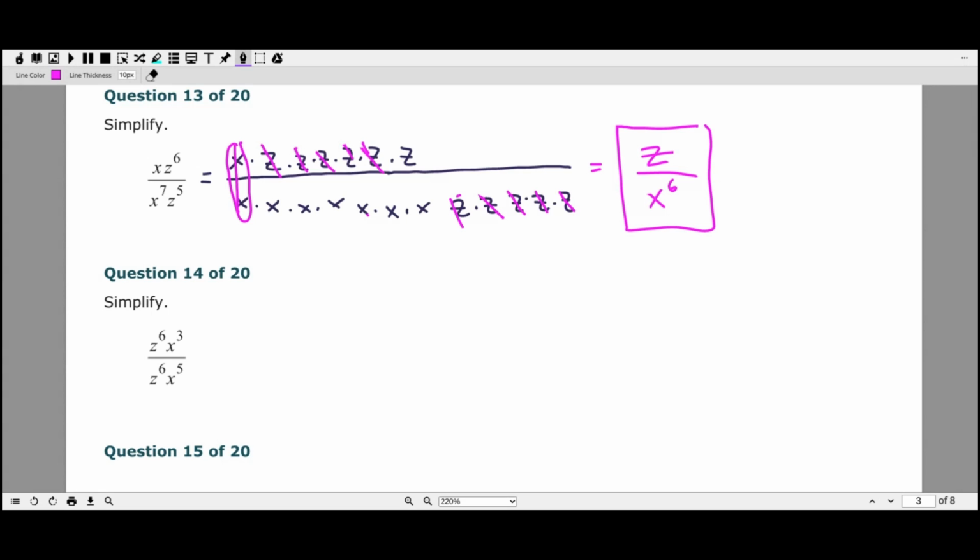Go ahead, pause the video if you don't know what's going on here. Okay, if you're ready, we can keep going. All right, so now we're going to work it out. 3 squared is 9, b to the 8. 4 squared is 16, a to the 4, b to the 12. That's it.